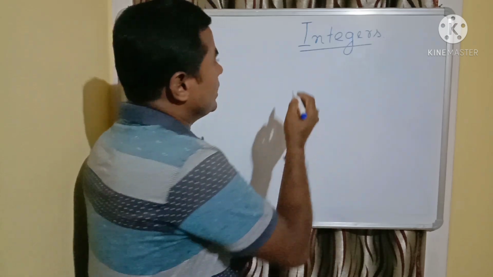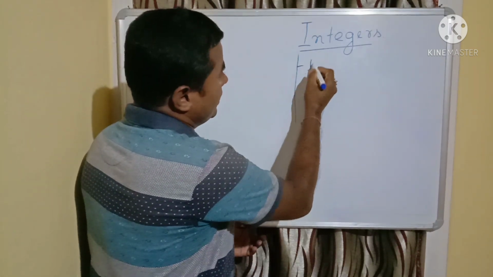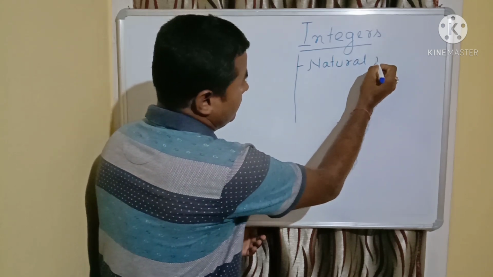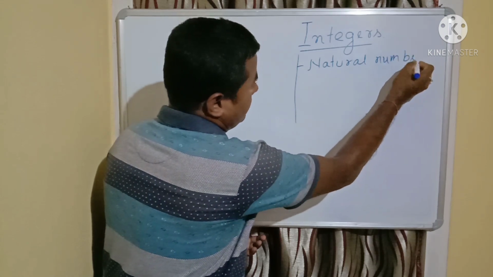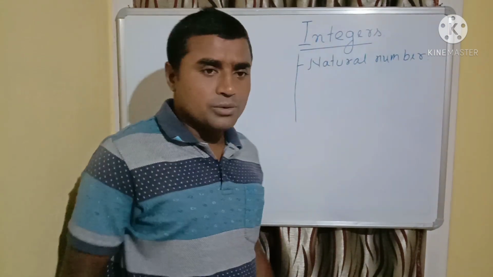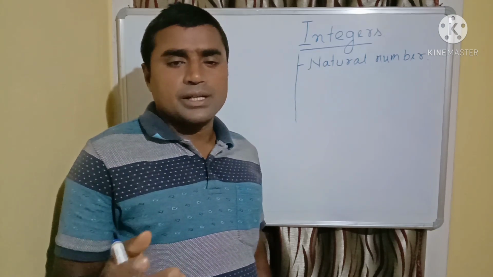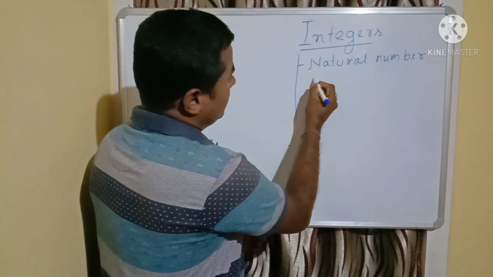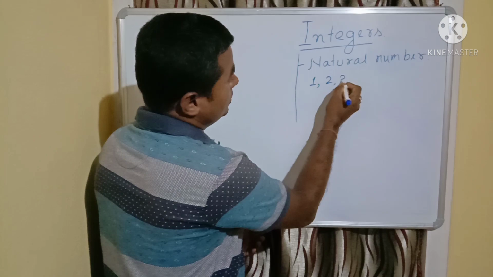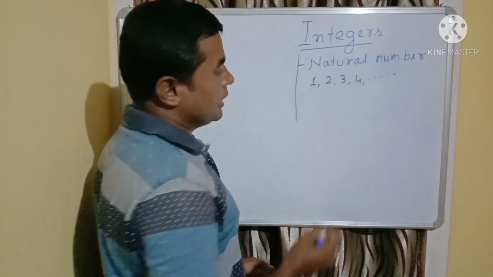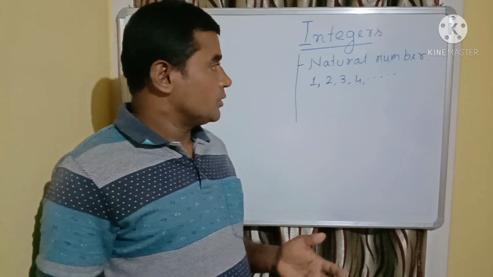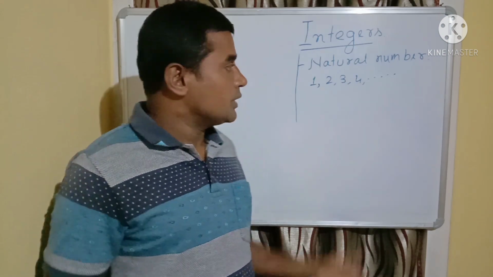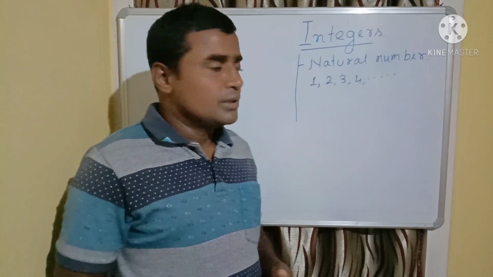In our number system, first come natural numbers. As you know, 1, 2, 3, etc., all the counting numbers are collectively known as natural numbers. Natural numbers start from 1. The smallest natural number is 1, and the greatest one we don't know, because natural numbers are uncountable.